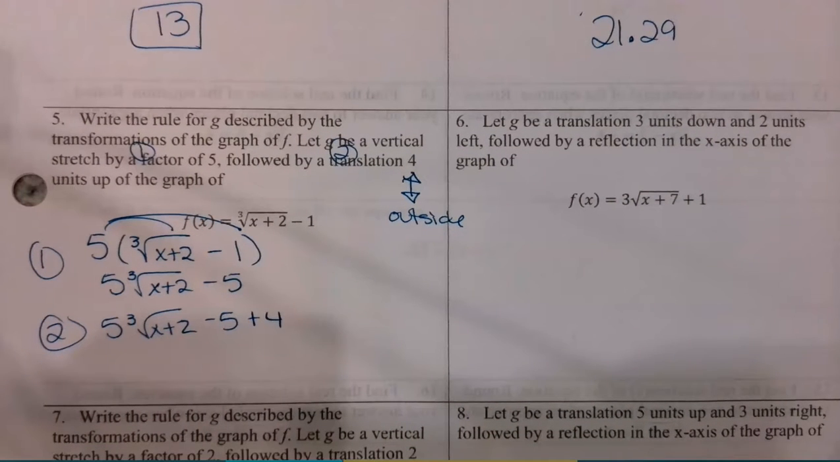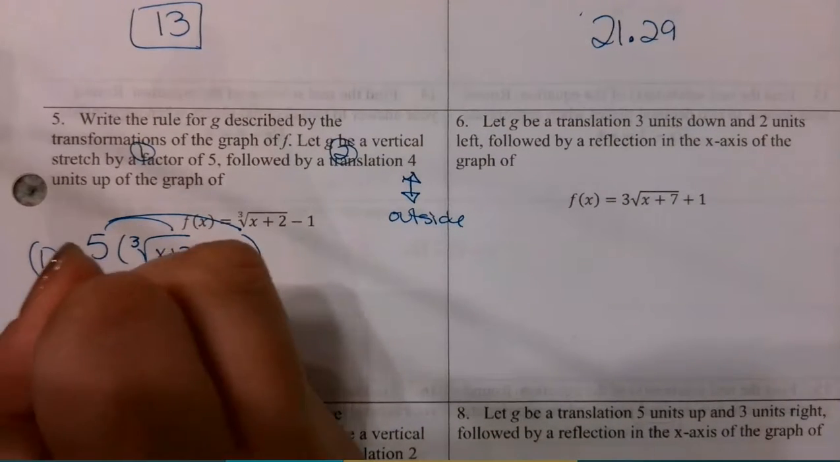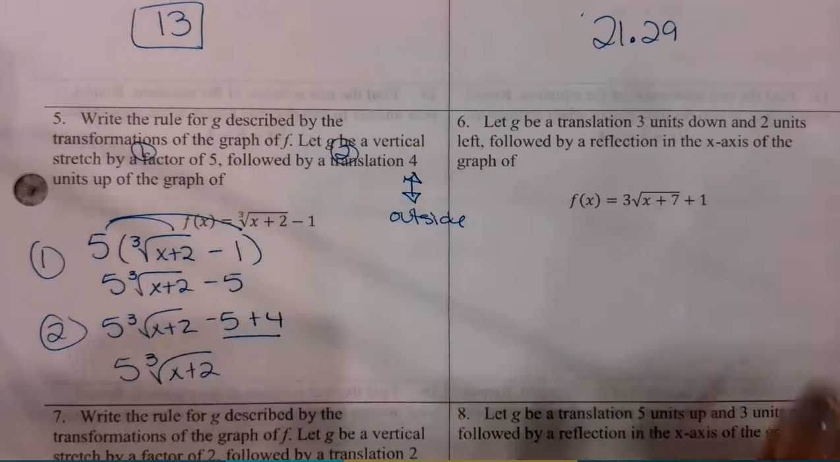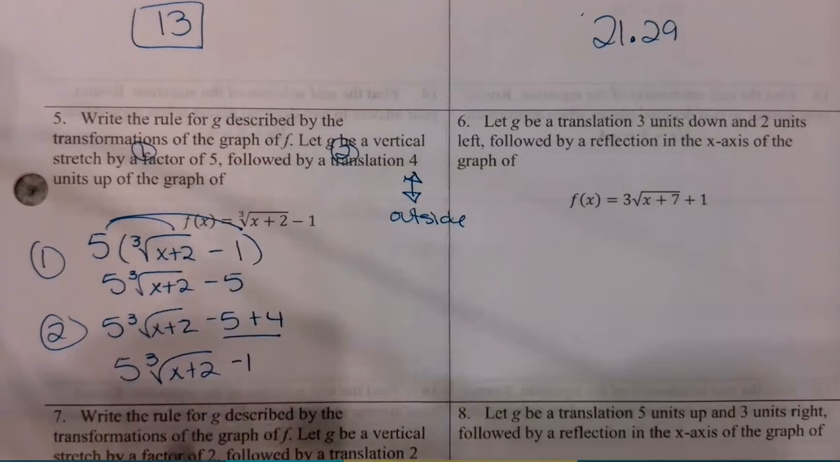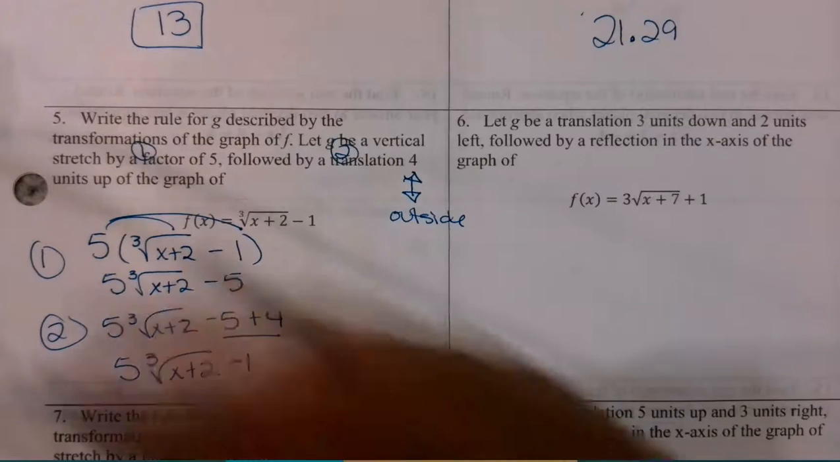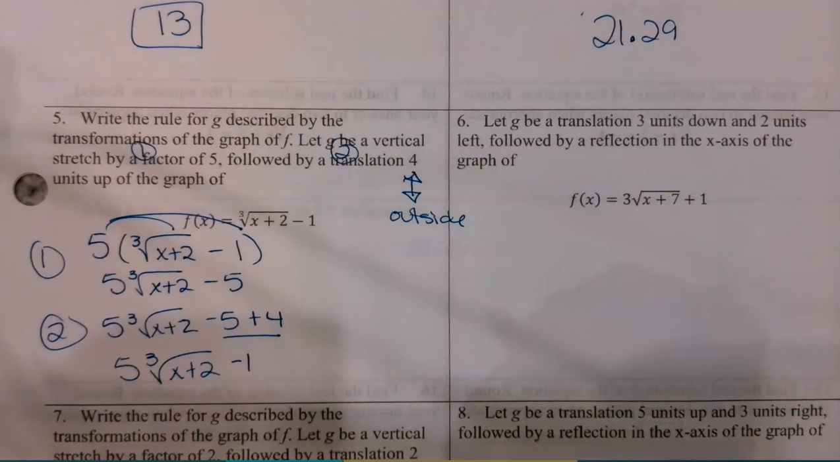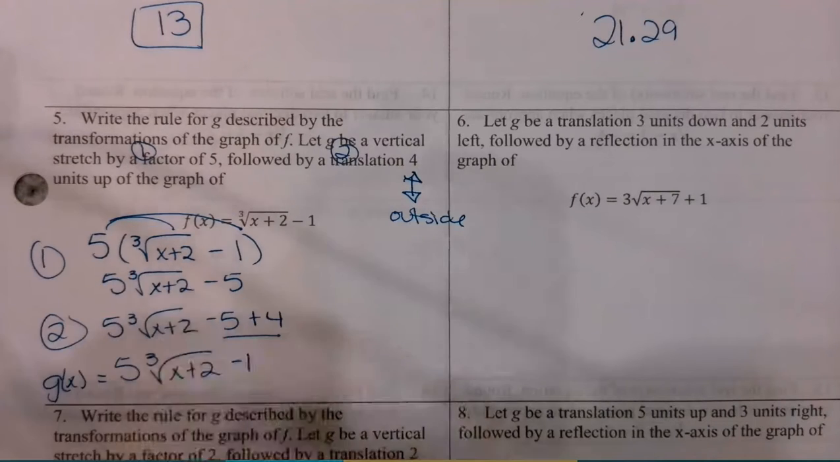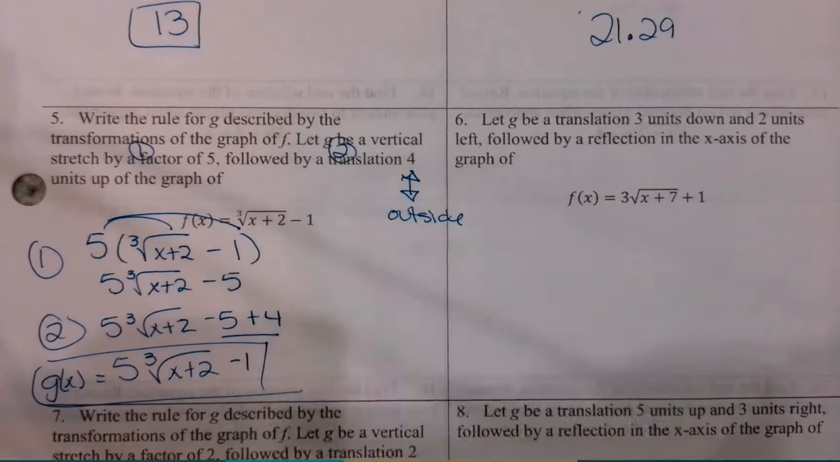Outside is the same. I combine like terms, so I have 5 cube root of x plus 2, -5 plus 4 is -1. I do not want to combine in here. I treat the cube root like parentheses, so nothing goes in, nothing goes out. The only thing that can change it is left and right. And this was now called g of x, now that I've made all my changes.